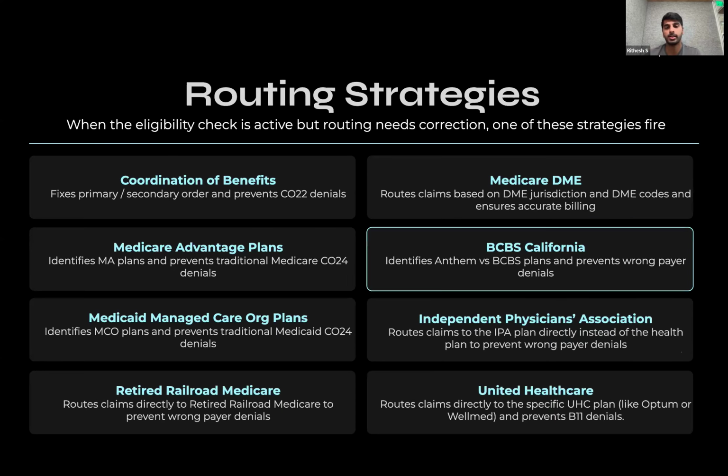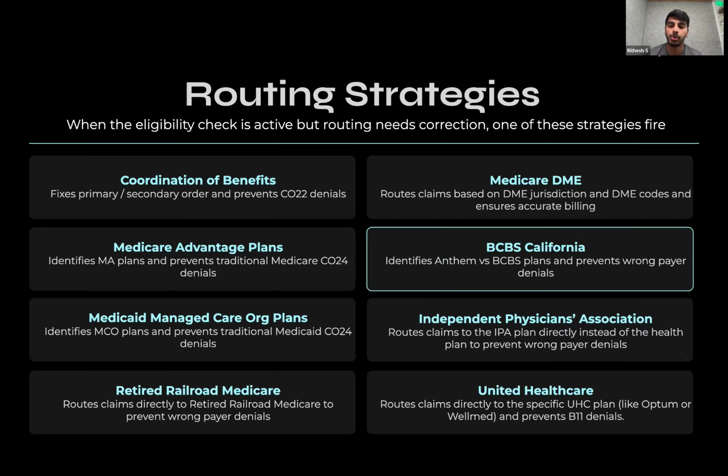BCBS California, there are a ton of rejections and denials around it. Are you sending it to Anthem Blue Cross? Are you sending it to BCBS? So we have a strategy around looking for a particular signal in the eligibility check, and we try to prevent this. Currently, BCBS routing is limited to California, but we're also looking to expand this across different states. Obviously, BCBS is very different across different states, so we want to treat that differently.